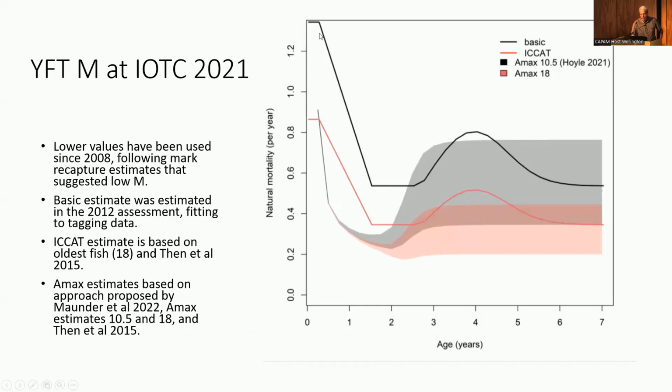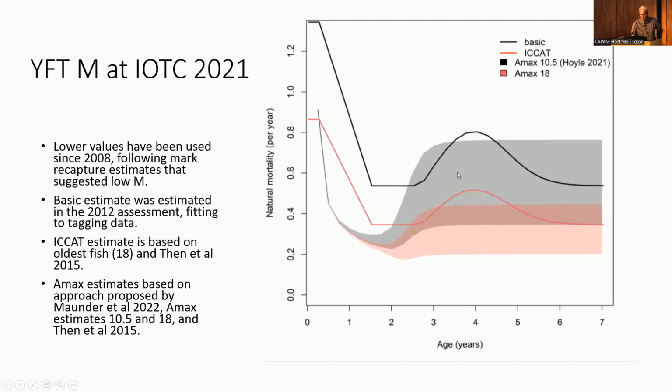We had these most recent values of natural mortality, with the base level of natural mortality based on the AMAX. Sorry, I'm pointing to the wrong one. So this was the basic value that we used. The line here is from the previous stock assessment in 2018, and the red line here was a value that was called the ICAT, based on information from the ICAT assessment in 2018.